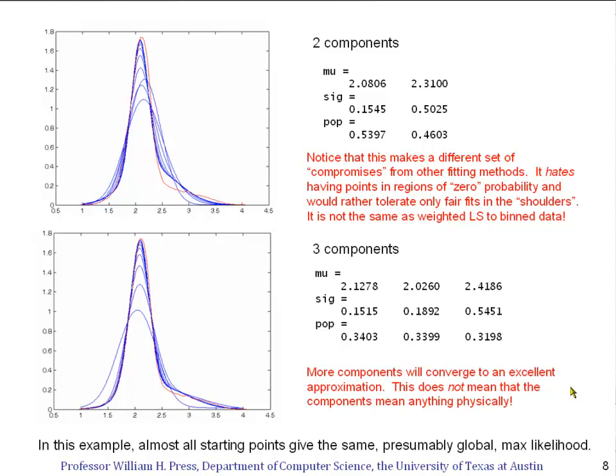Now in this example, I should also comment, almost all starting points give the same ending converged curve here, and so presumably that is in fact the global maximum likelihood curve. There's no easy way to check that. However, in multi-dimensions, that's not always true, as we'll see in the next segment, and so it's a very good idea to start from multiple starting points and see if you converge to the same curves.